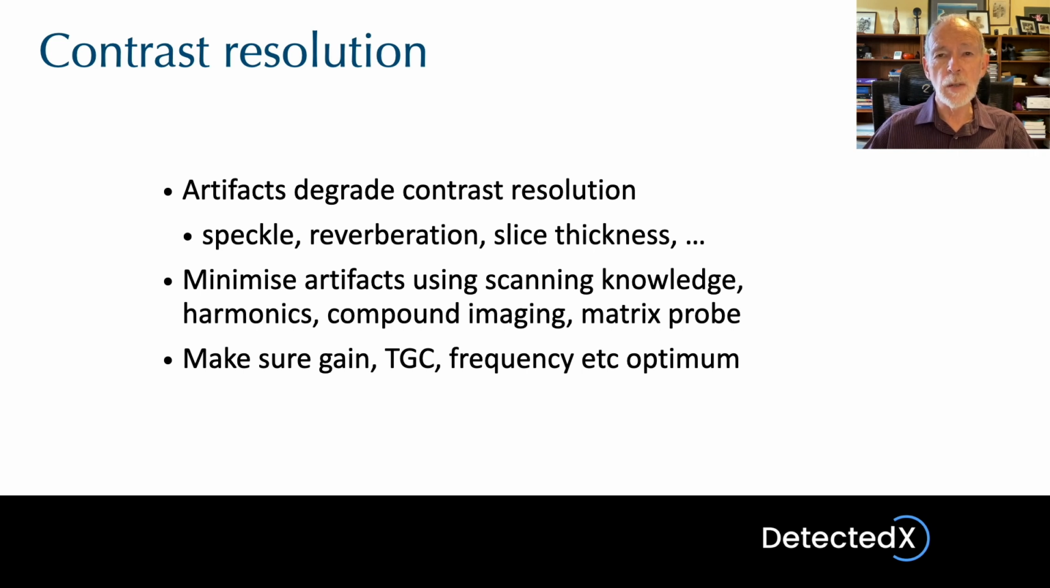The other thing I mentioned here is matrix probes, which I showed earlier. While they're much more complex and therefore more expensive, they do reduce slice thickness, and therefore that will reduce one particular source of artifact echoes. There's one other thing you can do to maximize the contrast resolution, and that's to make sure that you've optimized your imaging settings. So make sure that the overall gain, the TGC, your choice of frequency, etc., are the optimum for the particular application.